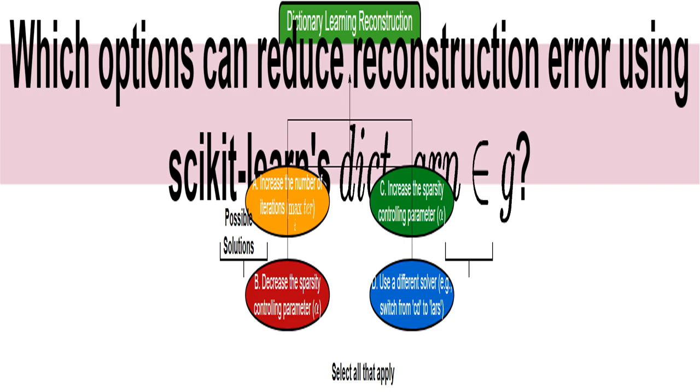The max_iter parameter sets how many times the algorithm tries to improve its solution. Increasing it gives the algorithm more chances to find a better fit, potentially reducing reconstruction error. It's like giving a puzzle solver more time to find the solution. More time, better chance of a lower error.